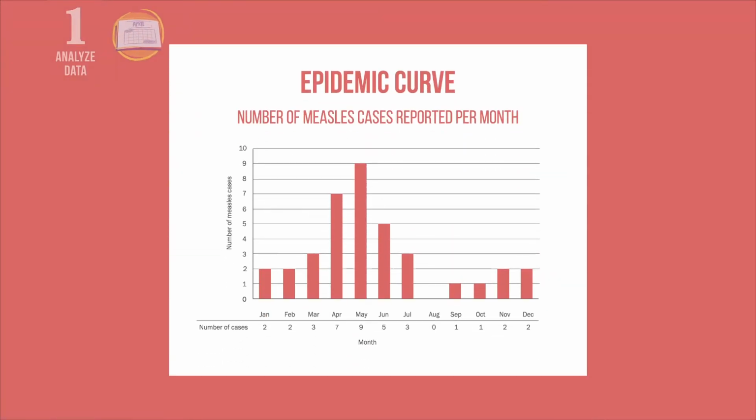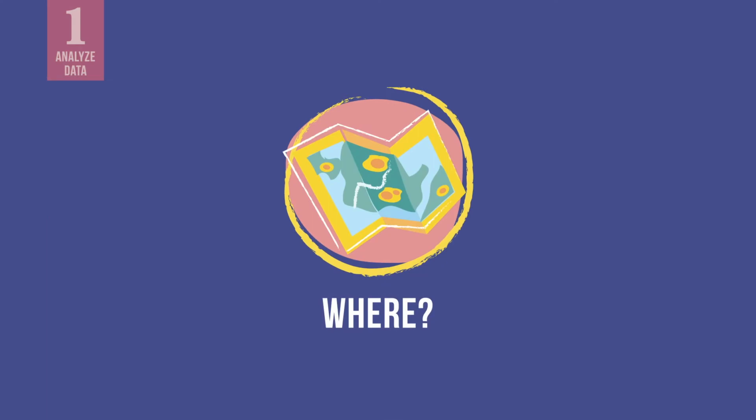Chart cases on an epidemic curve, which shows the frequency of cases over time based on the date of onset of disease. An epidemic curve can track cases by month, by day, or even by hour in an acute situation. This data can help monitor program performance, determine potential causes of an increase in cases or an outbreak, and help plan control strategies.